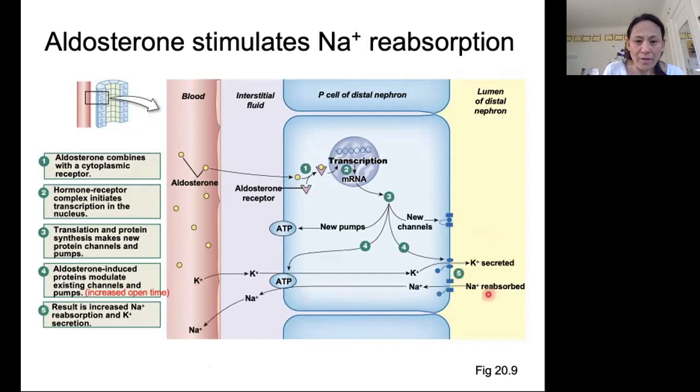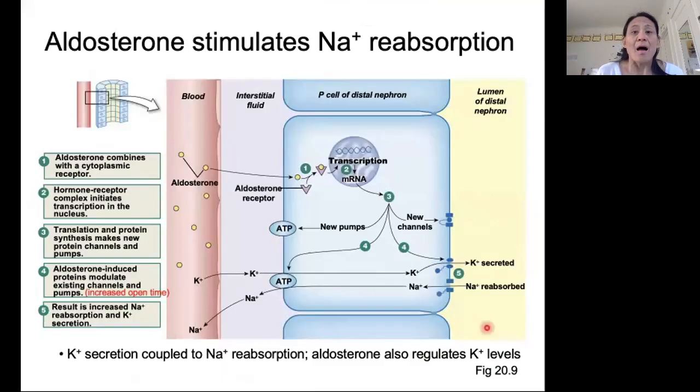Looking here, here's our sodium. Remember, we're starting with our sodium here. We have a channel here that wasn't there before, or maybe it's open for longer than it was before. So now that sodium can cross into the epithelial cell, and then we have this pump that wasn't there before. So now that sodium can get pumped out into the interstitial fluid where it then can diffuse into the bloodstream.